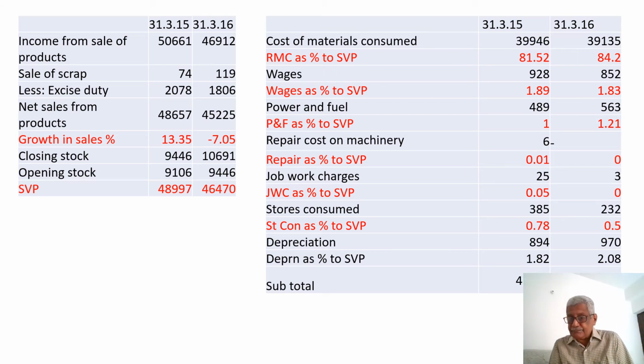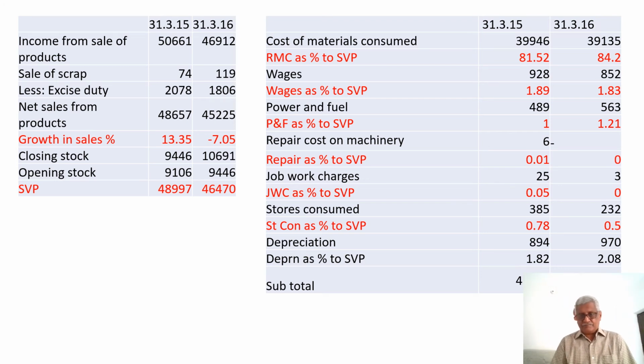In terms of 3%, you may think that 3% is a very nominal amount. No. Because remember that this company's income is 486.57 crores, and the next year it was 452.25 crores. 3% of that make a huge difference.